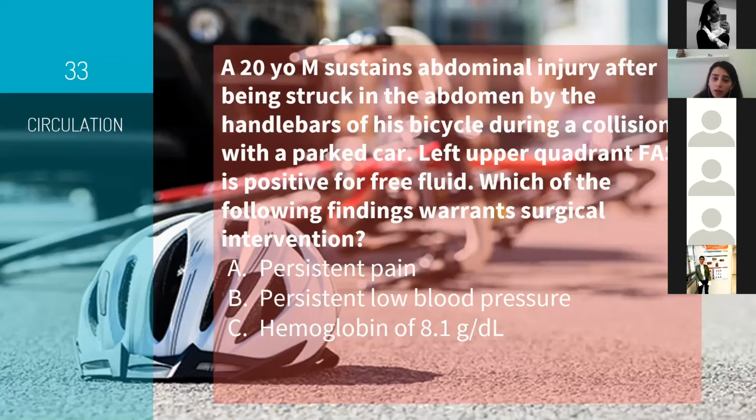Okay. So you have a 20-year-old male who sustained abdominal injury after being struck in the abdomen with handlebars of his bicycle during a collision with a parked car. The left upper quadrant FAST is positive for free fluid. Which of the following findings would warrant a surgical intervention? Persistent pain, persistent low blood pressure, or a hemoglobin of 8.1?